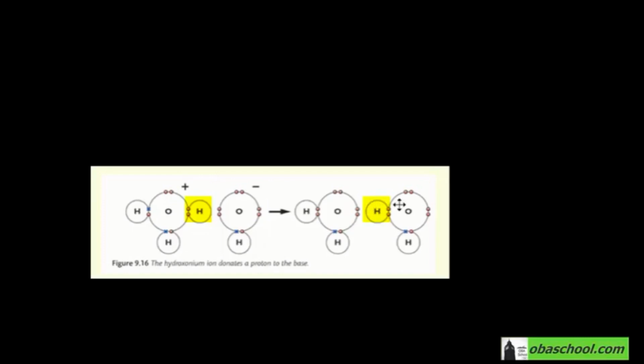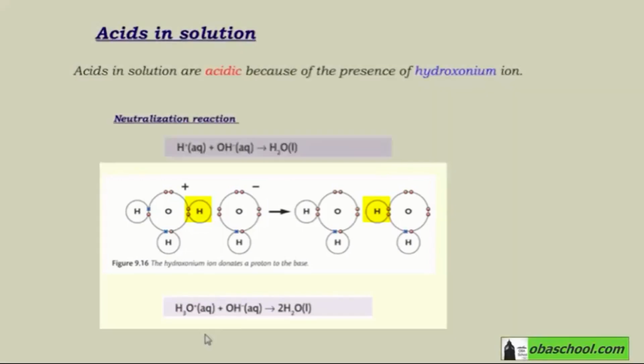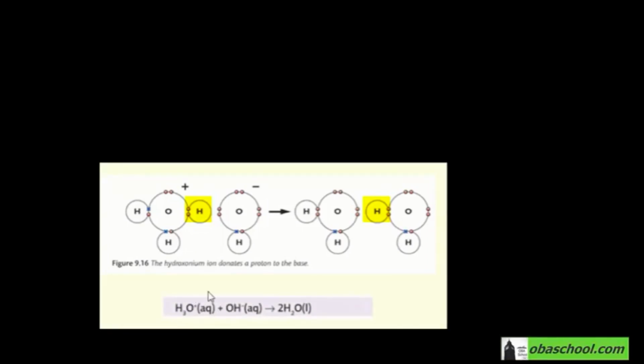H3O+ is the acid and OH- is the base, since the acid gave a hydrogen to the base, as you can see here. So the main equation is H3O+ plus OH- reacts to give 2H2O. This H2O is one molecule of water, and this is one molecule of water as well. So we have two molecules of water.